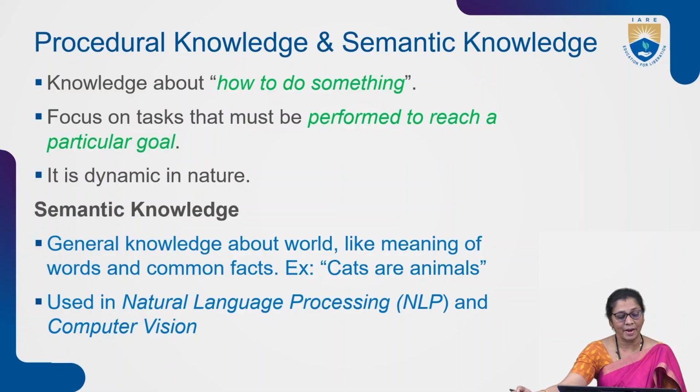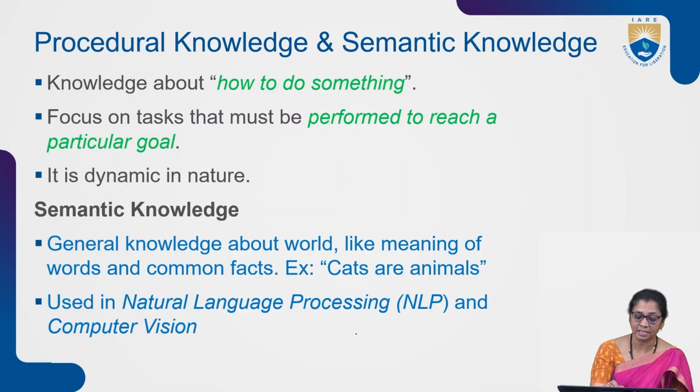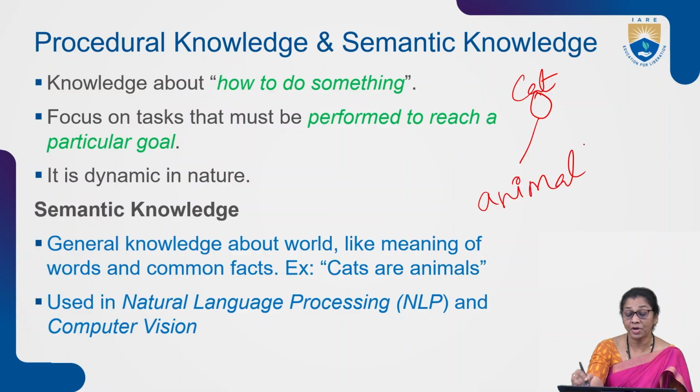Next comes semantic knowledge. Semantic knowledge is general knowledge about the world. It is relationship driven, for example, cats and animals. Here, we'll say a cat is an animal. So what is the relationship?